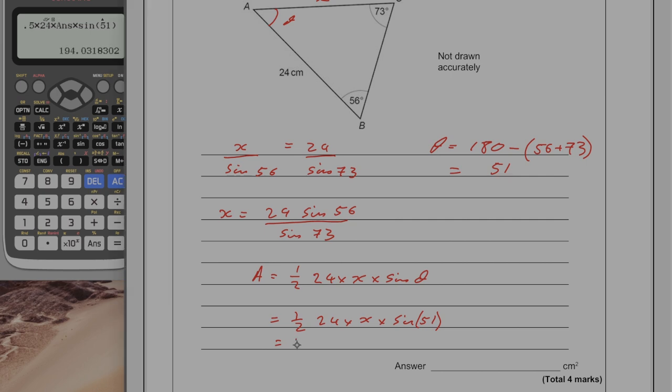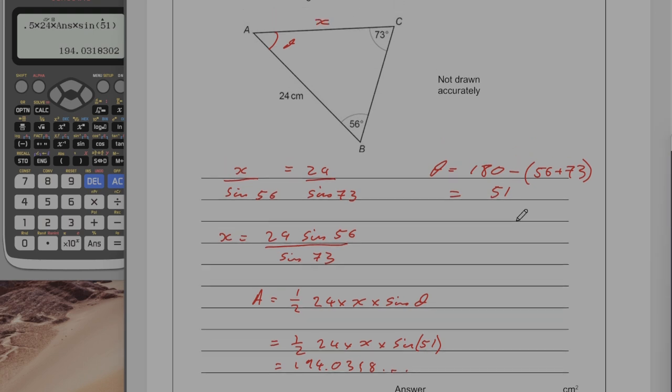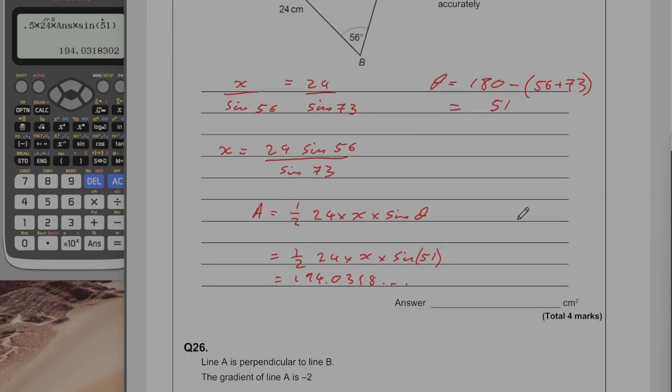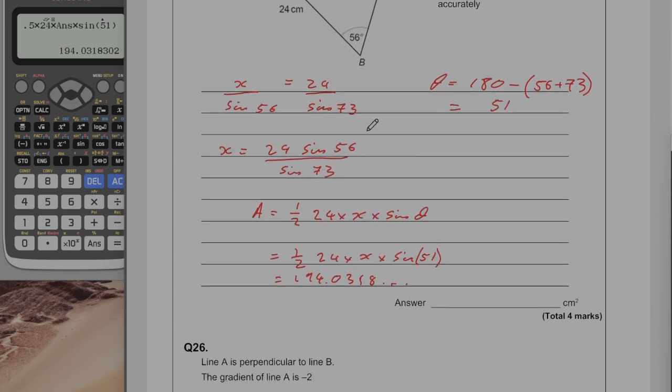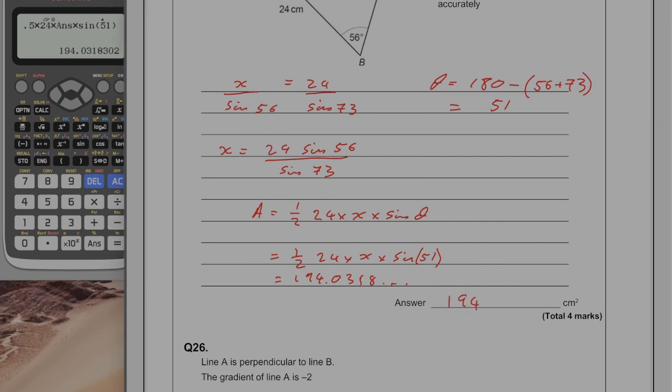So we're looking at 194.0318 for now. And what does the question say? It doesn't say to a specific degree of accuracy. Three significant figures would be absolutely fine. So I'm going to go 194. We'll go one decimal place, 194.0.